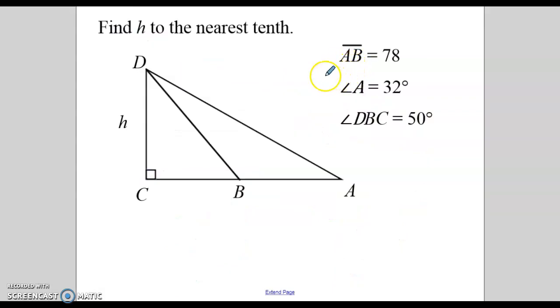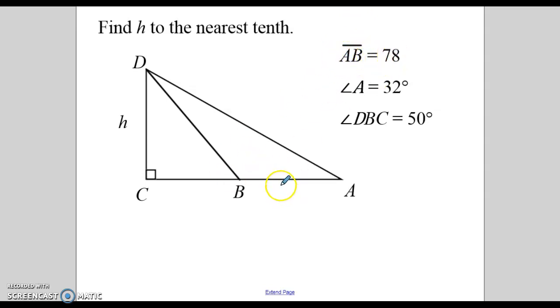Next, we're going to get into a little more complicated example. You can see a more complicated diagram here where we've got some overlapping triangles. My goal in this one is to find this side length to the nearest tenth, and here's the information I'm given. So I'm going to start by labeling this information on my diagram.